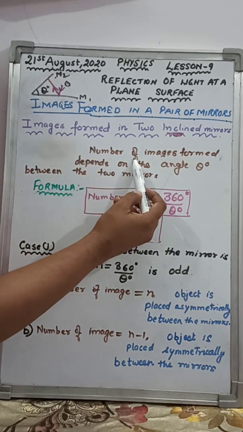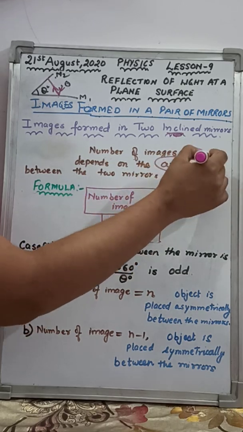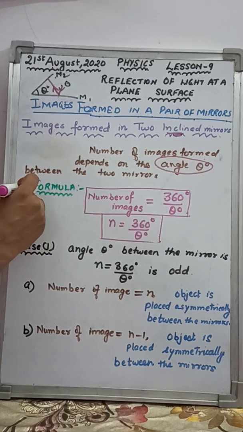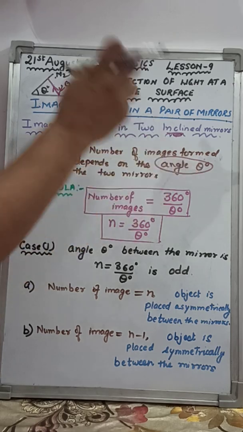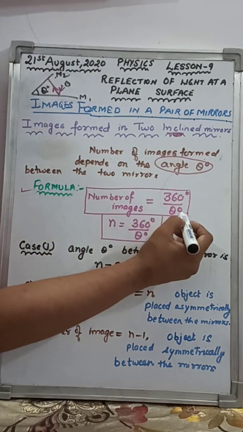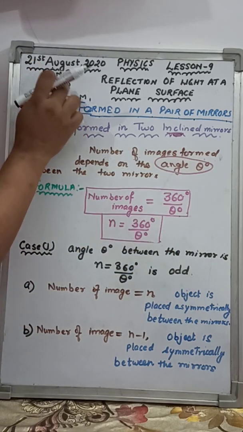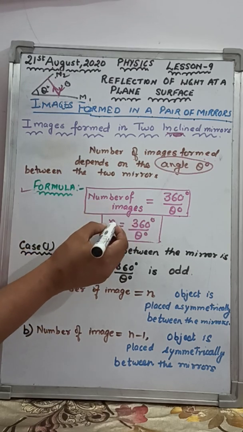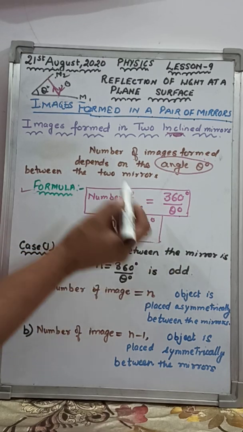So how many images? The number of images formed depends on the angle theta between the two mirrors. Now there is a formula to find the number of images between two plane mirrors inclined at an angle of theta, that is 360 degrees upon theta. Theta is the angle between the two plane mirrors. The number of images is represented by small n, equal to 360 degrees upon theta.